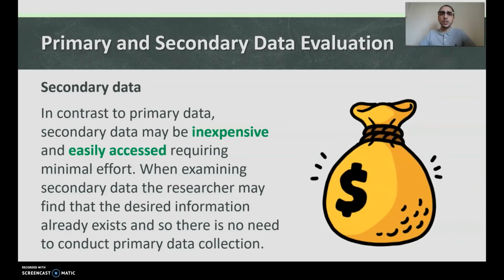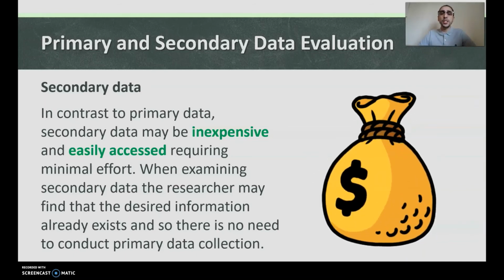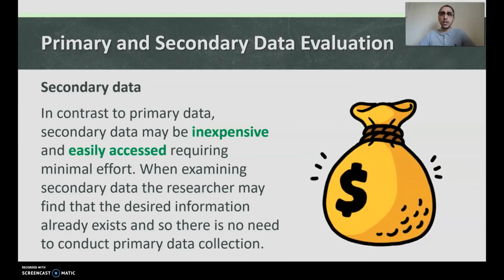When examining secondary data, the researcher may find that the desired information already exists, so there's no need to conduct primary data collection. Yeah, if the research is already done, why reinvent the wheel? You can just use their data and analyze it further.